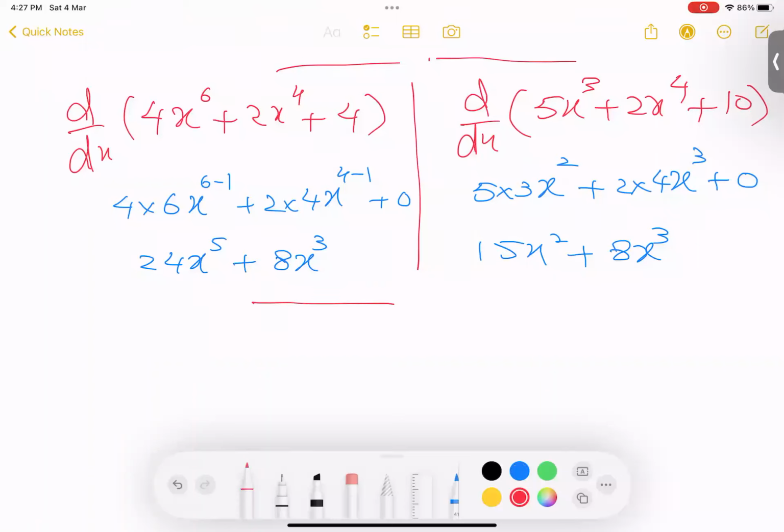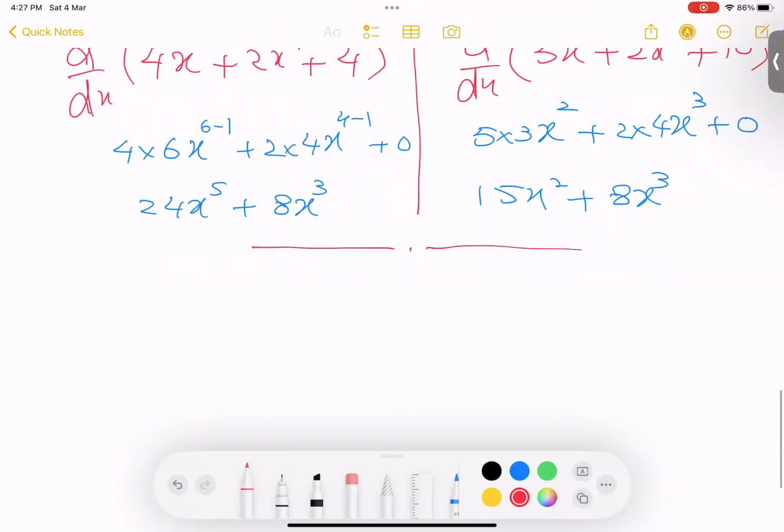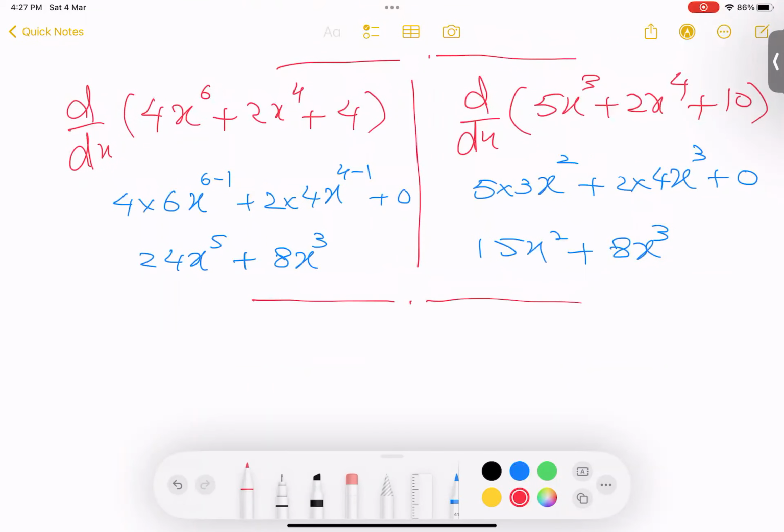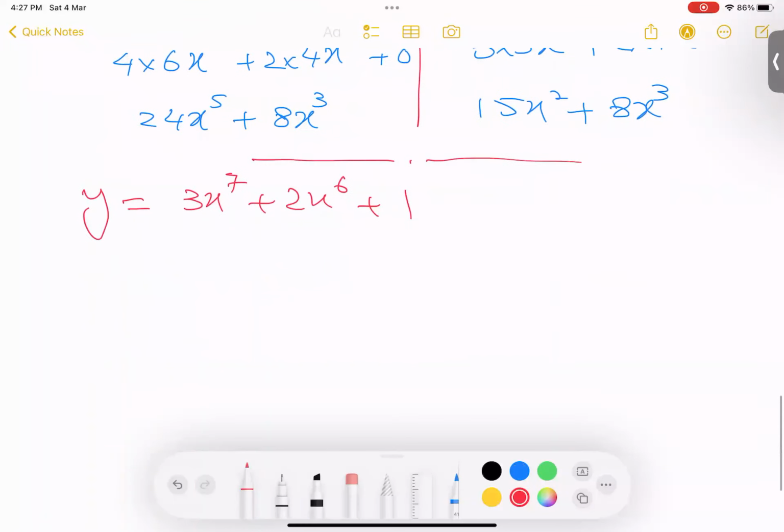All points are very, very clear. Let's proceed to more ideas. And now onwards, I will write like this: y equals 3x to the power 7 plus 2x to the power 6 plus 1. How do we do this kind of question?